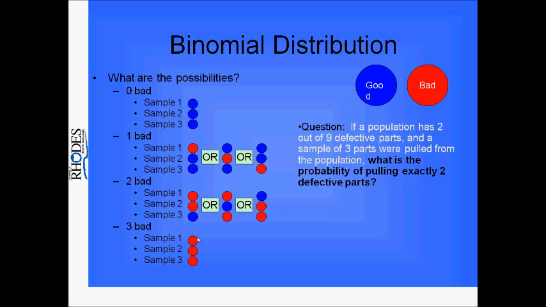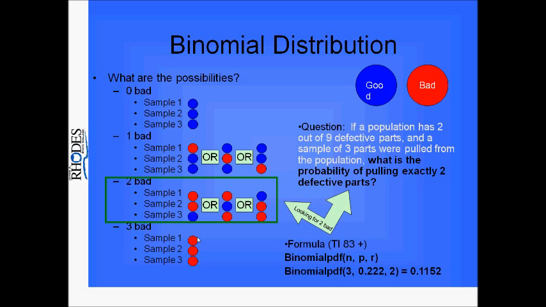So here's a question. If the population has 2 out of 9 defective parts, and a sample of 3 parts were pulled from the population, what's the probability of getting exactly 2 defective parts? That's exactly what I just did, where we have 2 bad. So that's one of those combinations. There you can see where you plug it in, it's 0.1152.